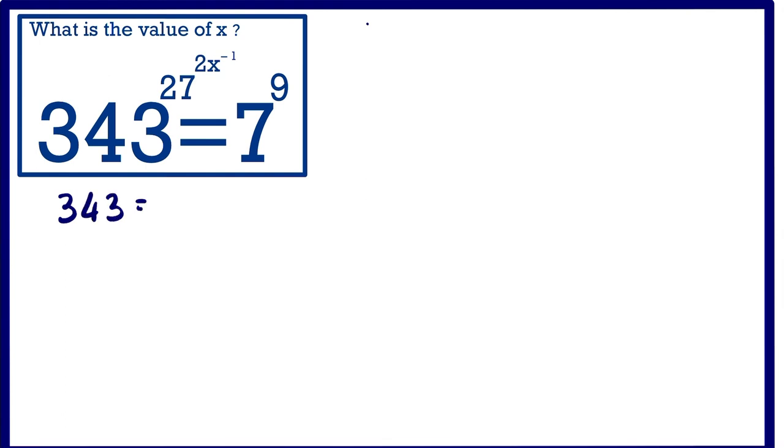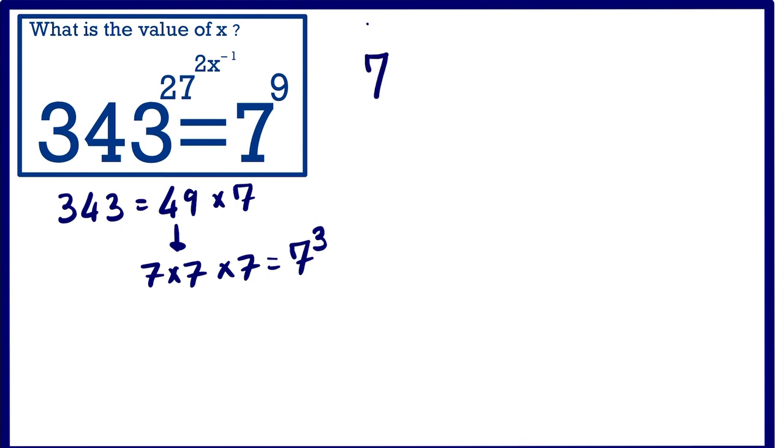343 is the same as 49 times 7. So 49 itself is 7 times 7, and 343 is 7 times 7 times 7. So this will give us 7 to the power of 3. So if we write our equation, we're going to have 7 to the power 3, bracket 27 raised to the power 2x inverse, should be equal to 7 to the power 9.